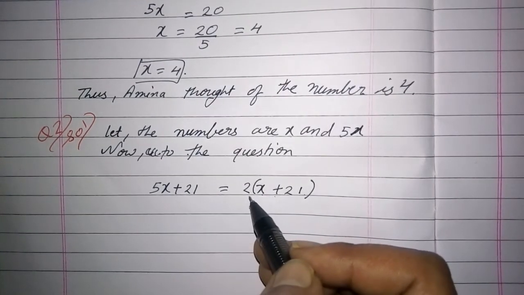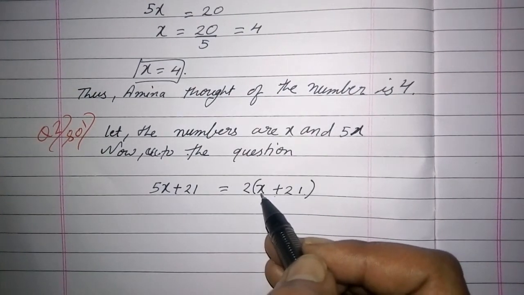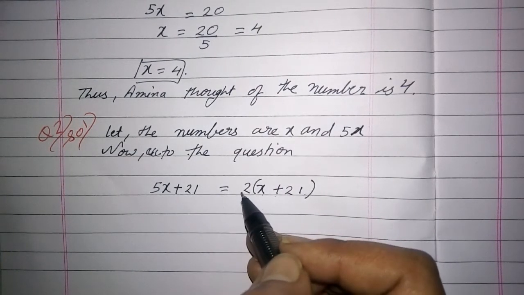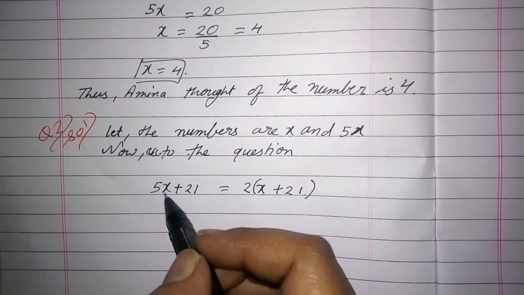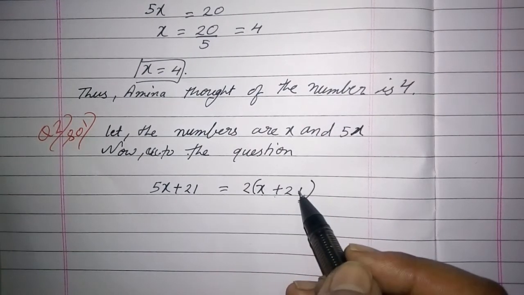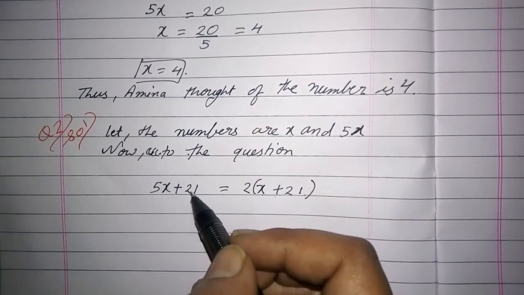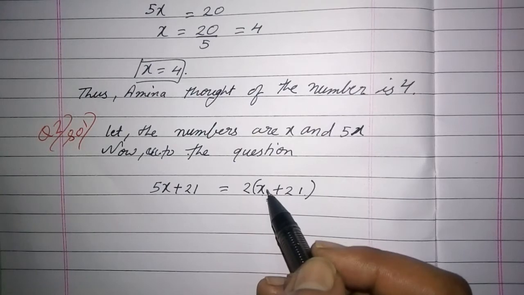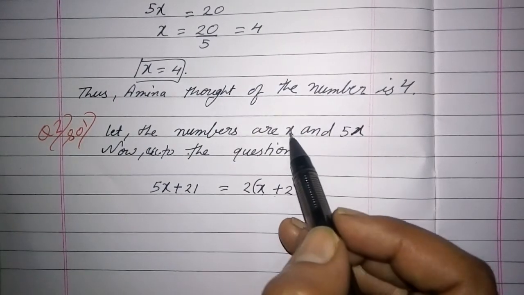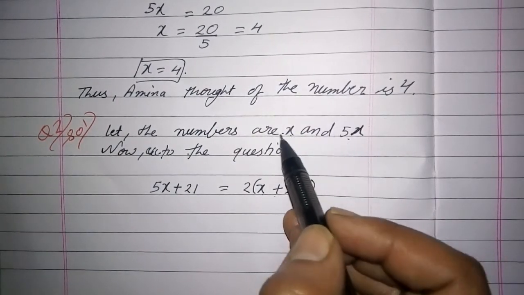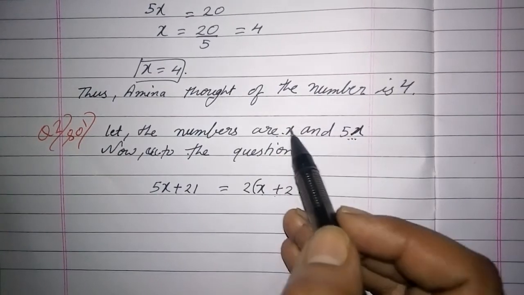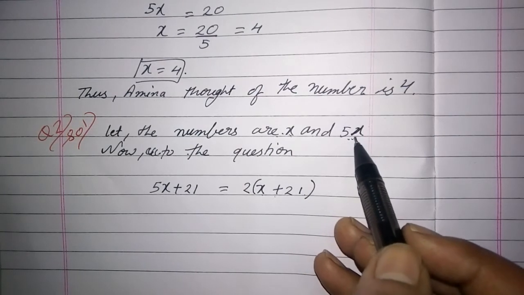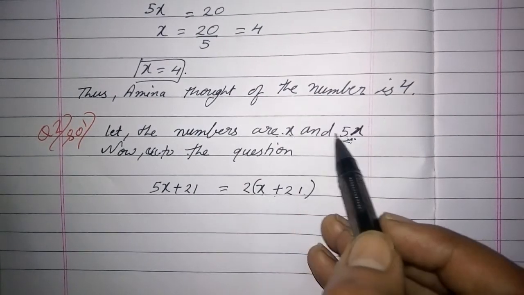Here we multiply 2 to this new number x plus 21. It is not given which number is 2 times the other, means 5x plus 21 is 2 times x plus 21, or x plus 21 is 2 times 5x plus 21. Means we have to think which number is 2 times. So compare these two numbers, x and 5x. Which one is greatest? 5x. If x is 2, then 5x is 10.